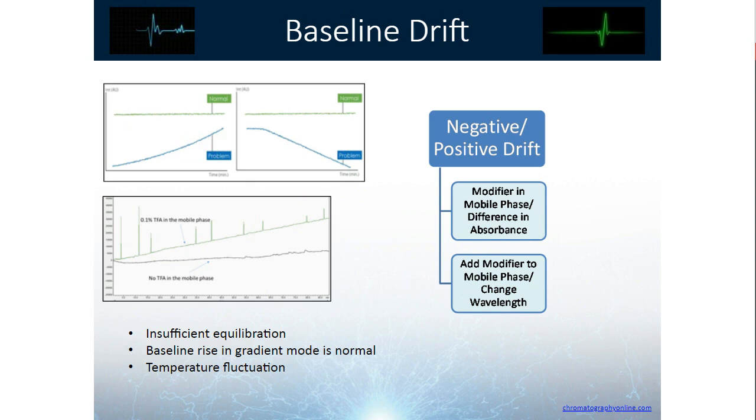Baseline drift is really common when you have a modifier in the mobile phase, which leads to a difference in absorbance. So you may need to adjust your acidic or basic modifiers in your mobile phase, or you could play around with your wavelength to try to avoid this. You could also subtract your baseline. I found this really useful in some cases. Other things that could cause baseline drift include insufficient equilibration. You want to make sure that you're equilibrating your column completely.